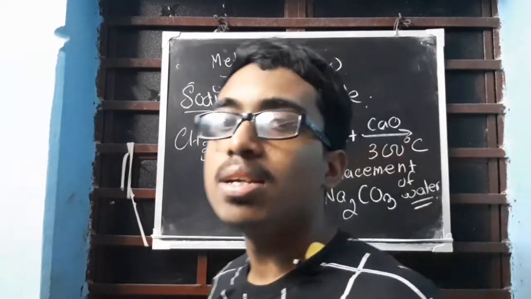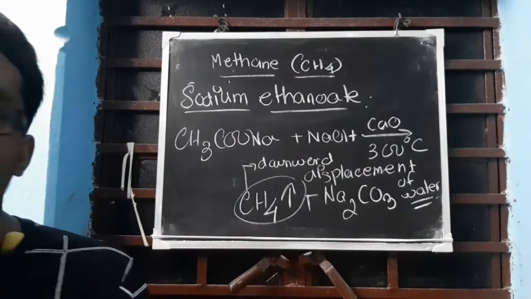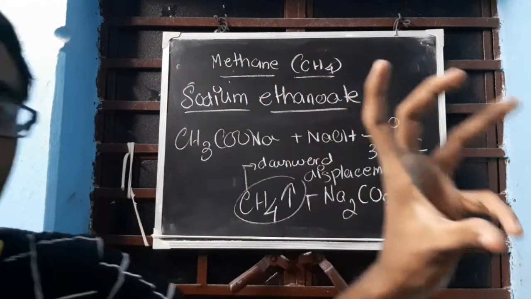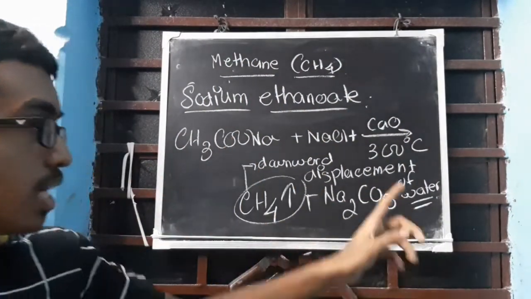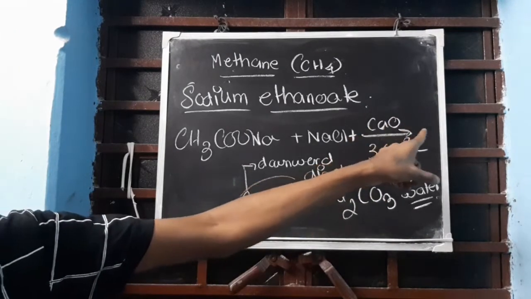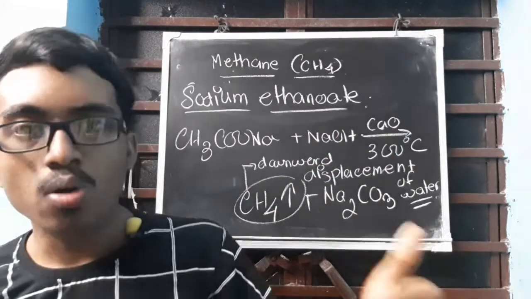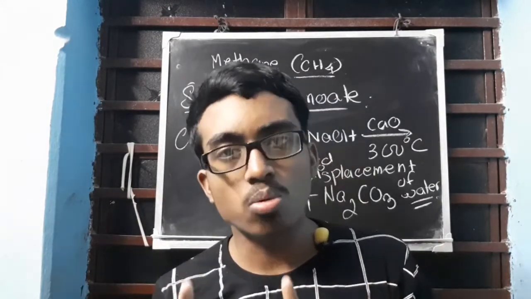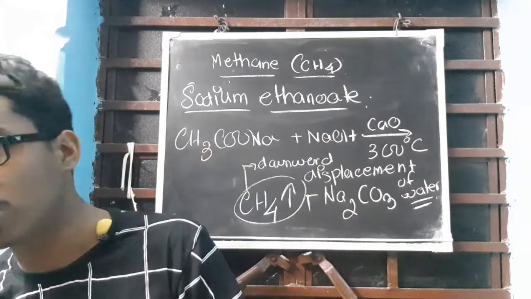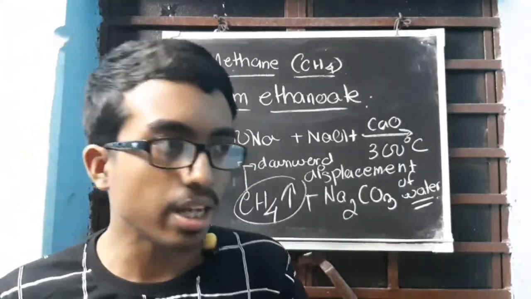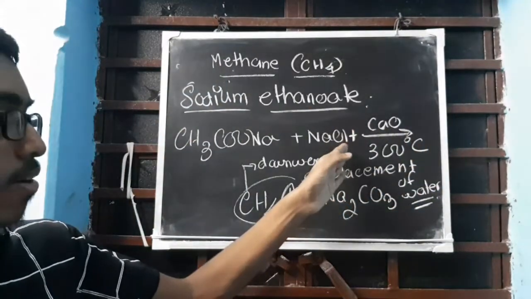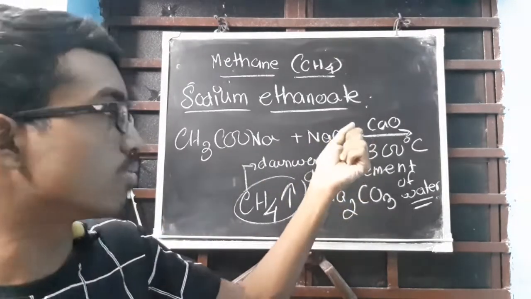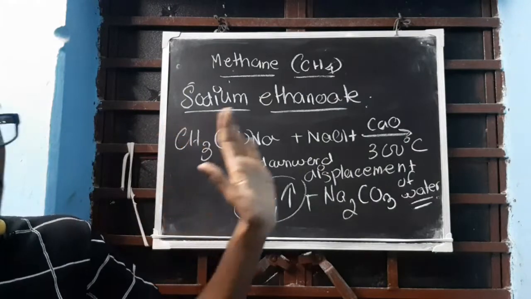So we will need sodium ethanoate, CH3COONa, written over here. With that we will need soda lime. Soda lime is NaOH plus CaO. NaOH plus CaO will give you soda lime. Now why are we taking a mixture of both and not one? Because they're deliquescent, so to prevent that we are taking this. CaO alone cannot do, and NaOH alone can do, but it will be deliquescent. So it is not our motto. So we have combined them into soda lime.